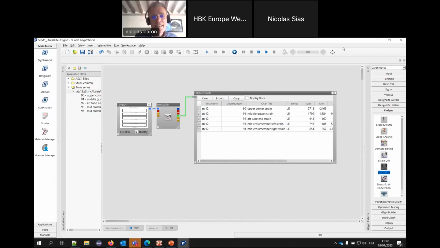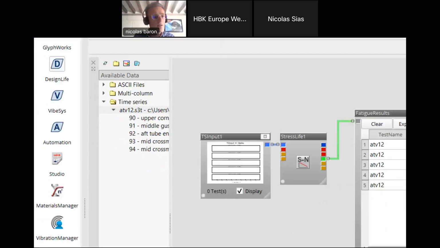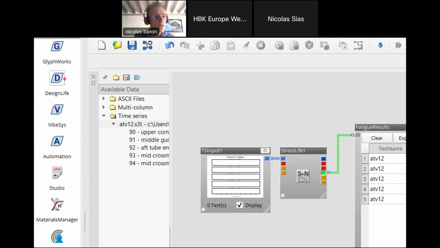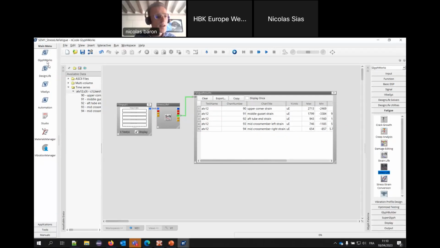Okay, so that's the interface. Some of you might be totally new to ENCODE, so just in a couple of words, what is it about and how is the interface built? You see on the left side here, you've got the ENCODE software packages. You see we have GlyphWorks, Design Life. Those are the two we're going to use today. There is Vibesys and others.